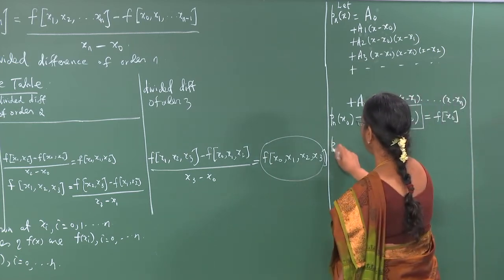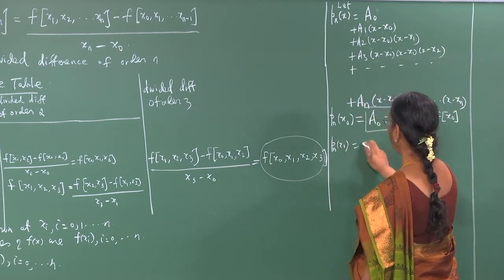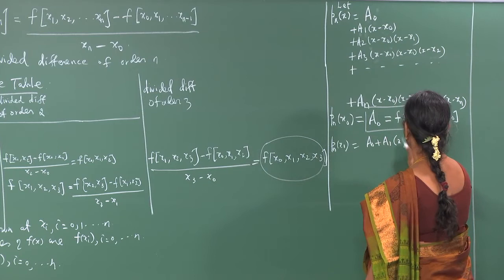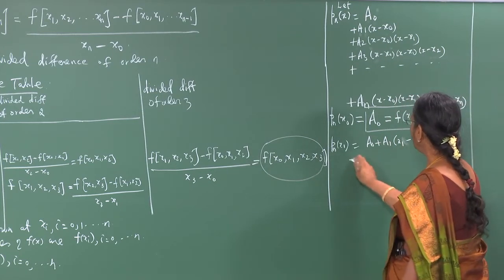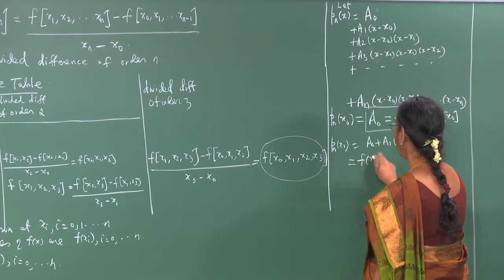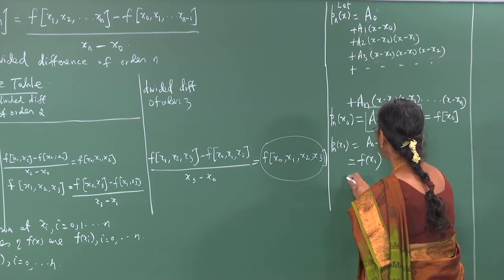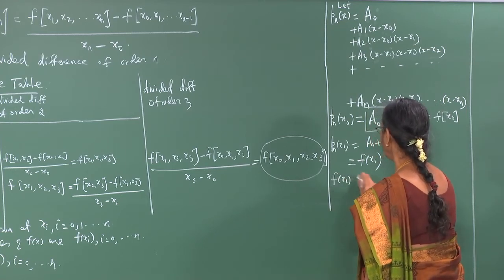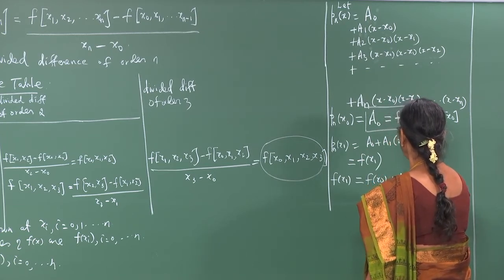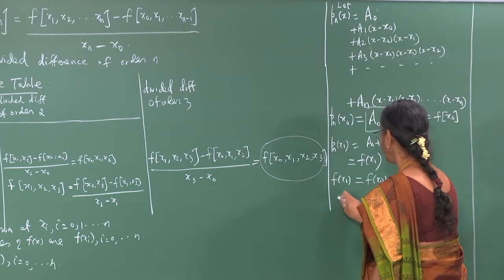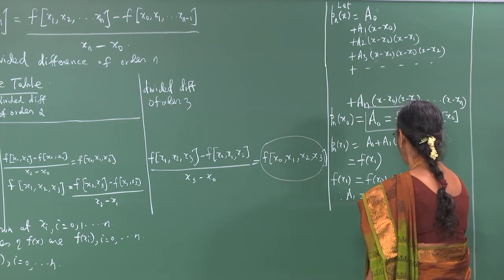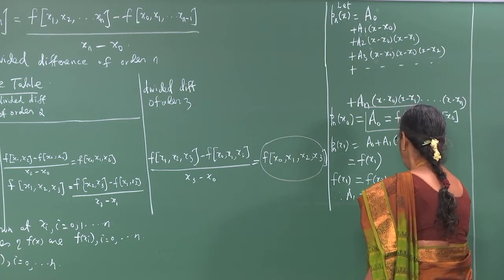We now apply the next condition. Pn at x1 is going to be a naught plus a1 into x1 minus x naught. But what is Pn at x1? It is f at x1. So, this tells you that f at x1 is equal to a naught, which is f of x naught, plus a1 into x1 minus x naught. Therefore, a1 can be written as f of x1 minus f of x naught by x1 minus x naught.